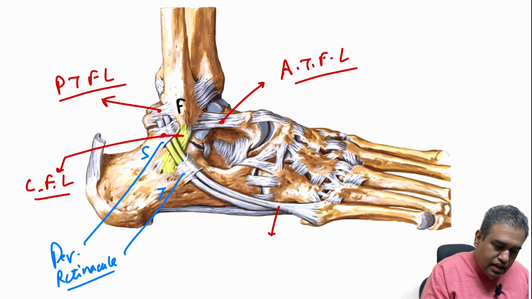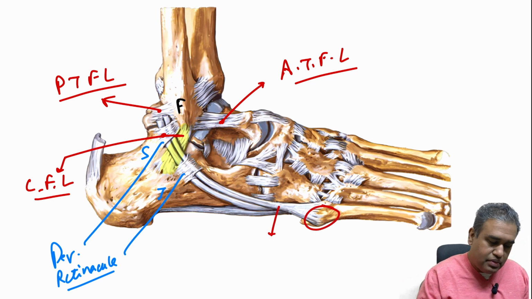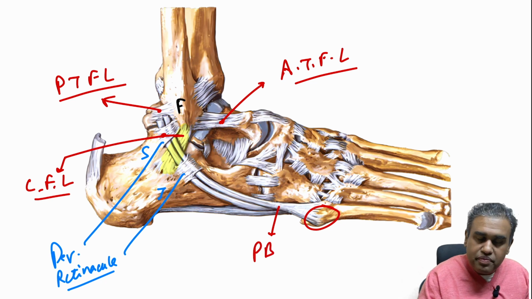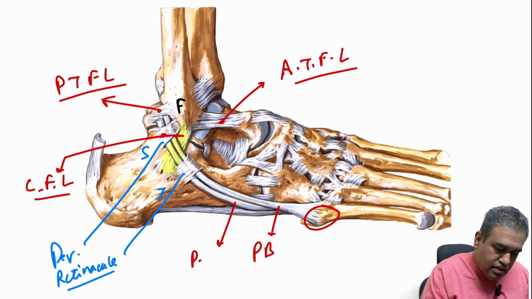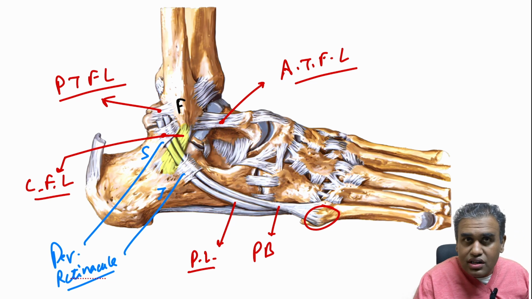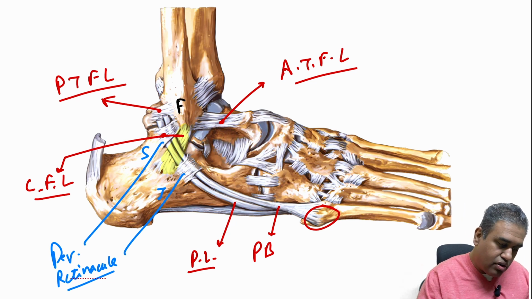This one over here, attached to the lateral tubercle of the fifth metatarsal, is peroneus brevis. And the deeper one over here is the tendon of peroneus longus, right? So these are a few important ligaments.